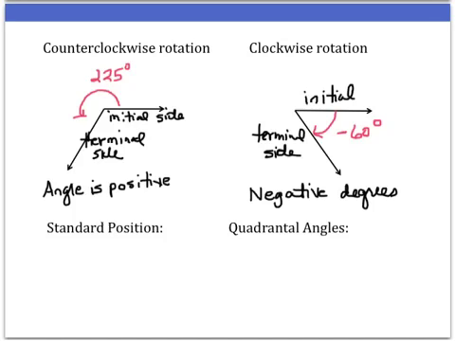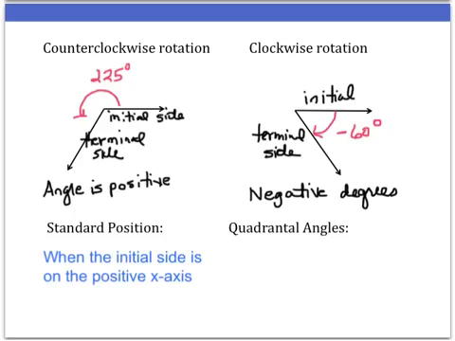Now, standard position talks about where our initial side is. When the initial side of our angle is on the positive x-axis, we call this standard position. It would look something like this if you had your xy axis and your initial side pointed this direction.